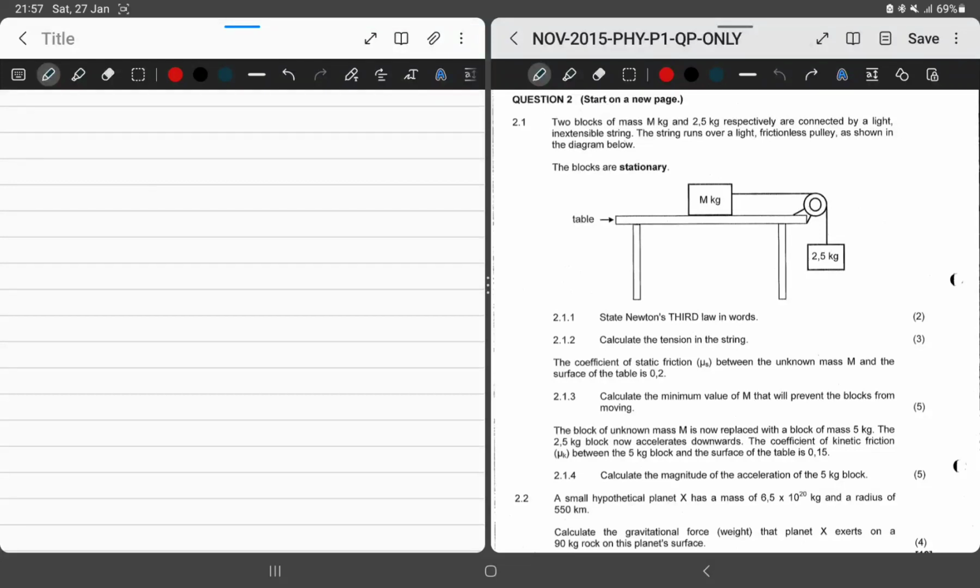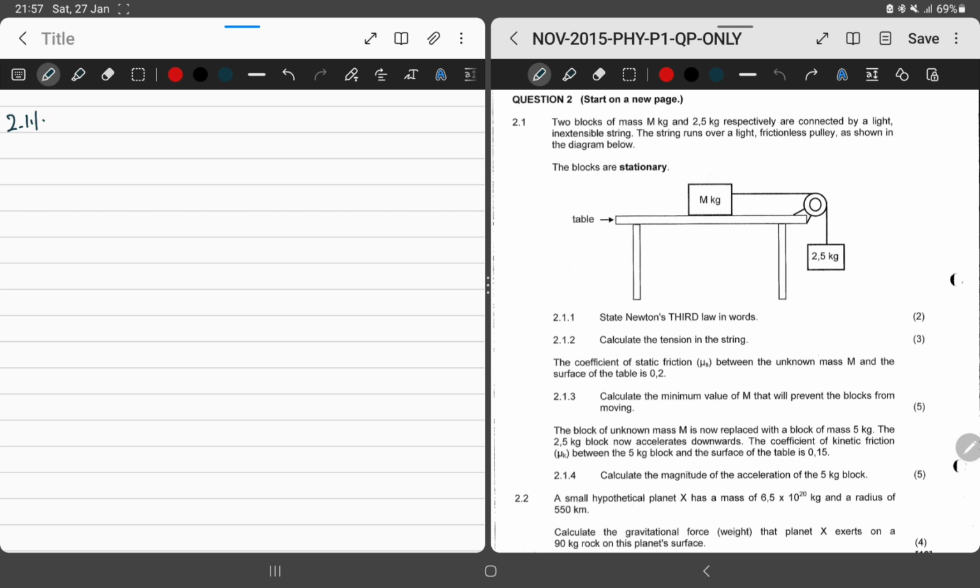Taken from the November 2015 Grade 12 paper. Two blocks of mass m kilograms and 2.5 kilograms are connected by a light inextensible string. The string runs over a light frictionless pulley as shown in the diagram below. The blocks are stationary.